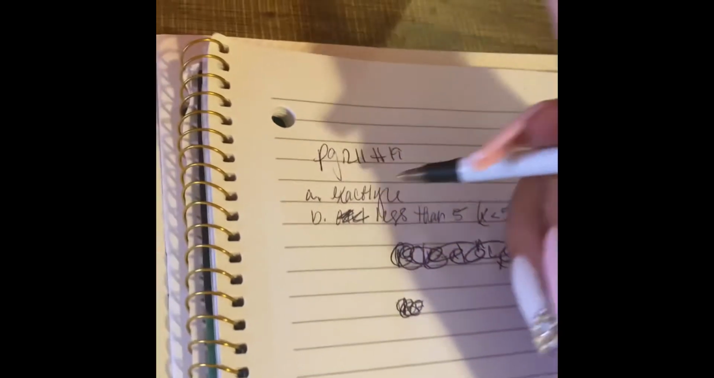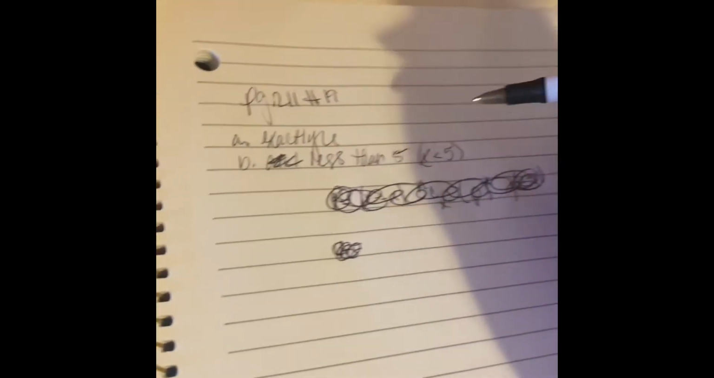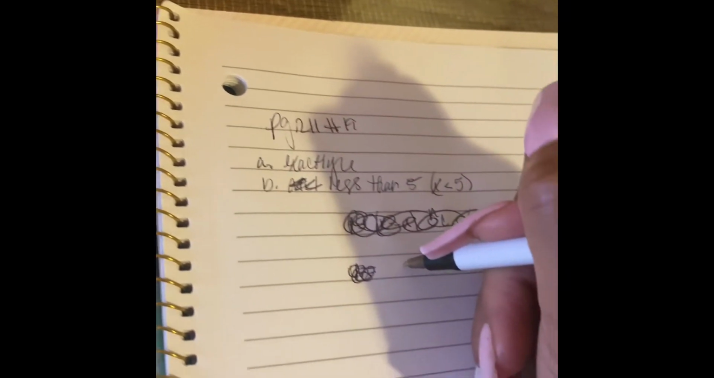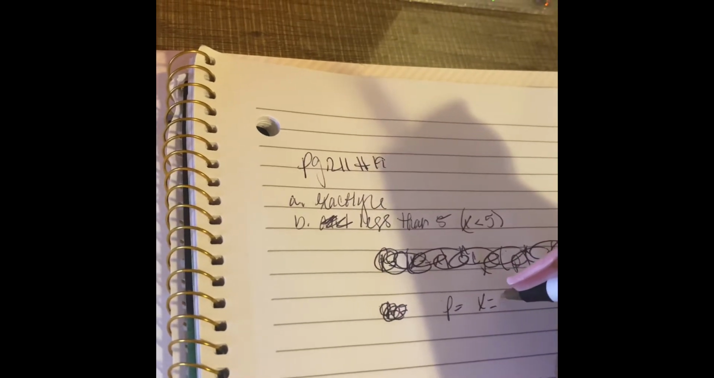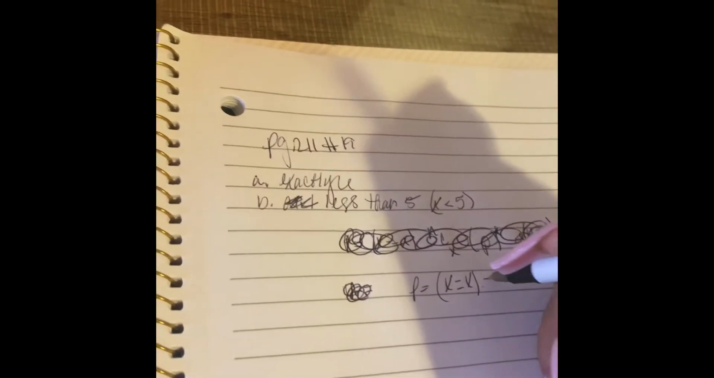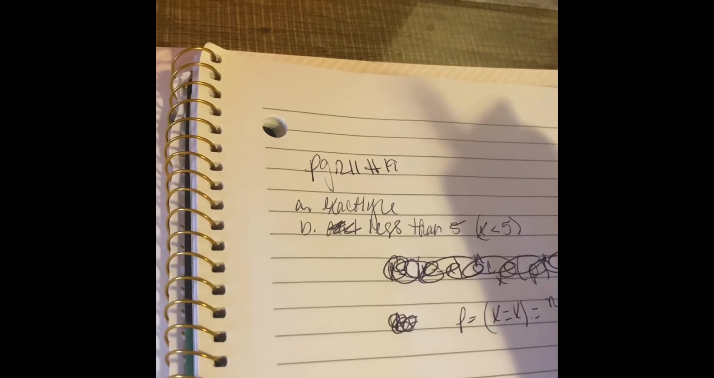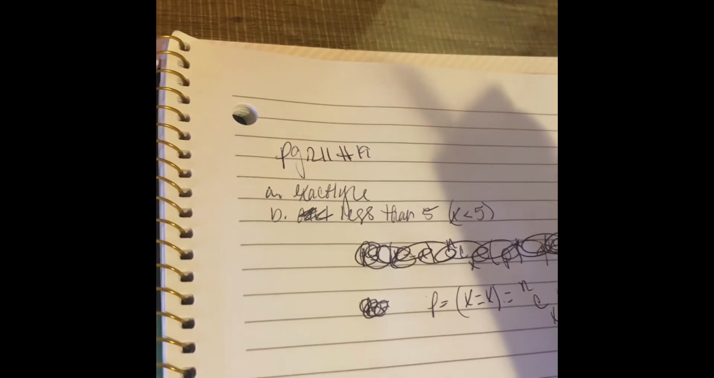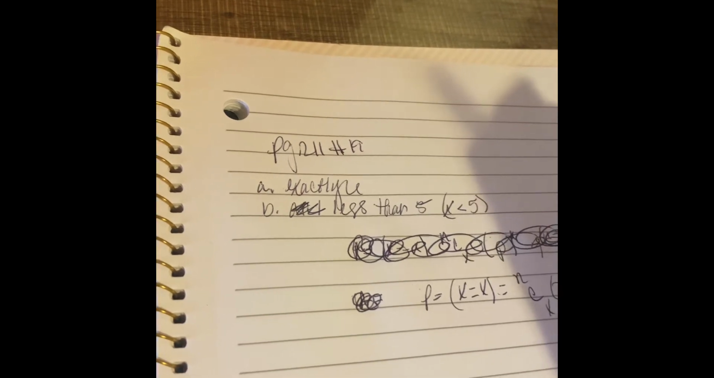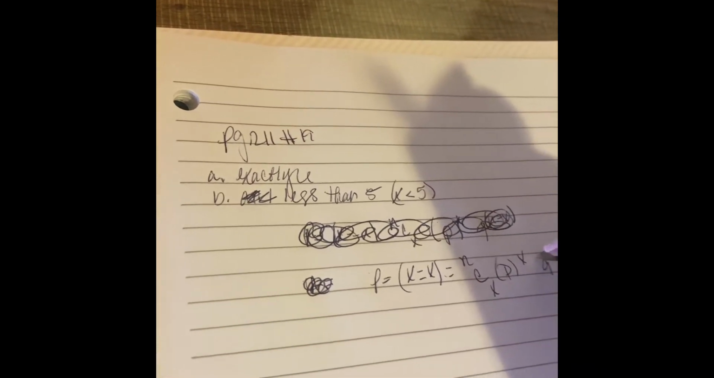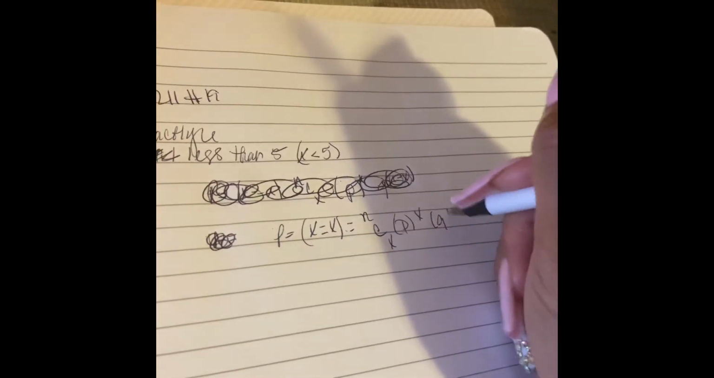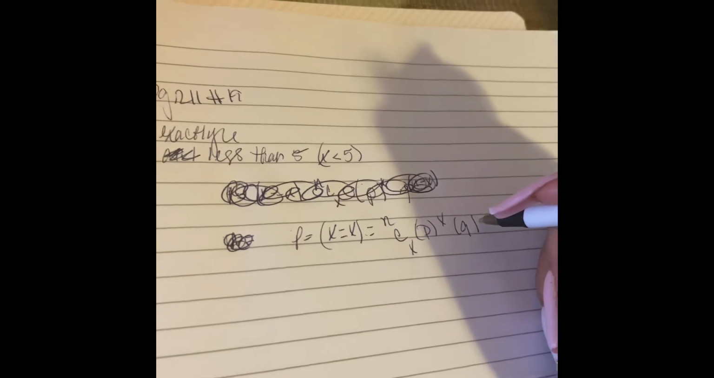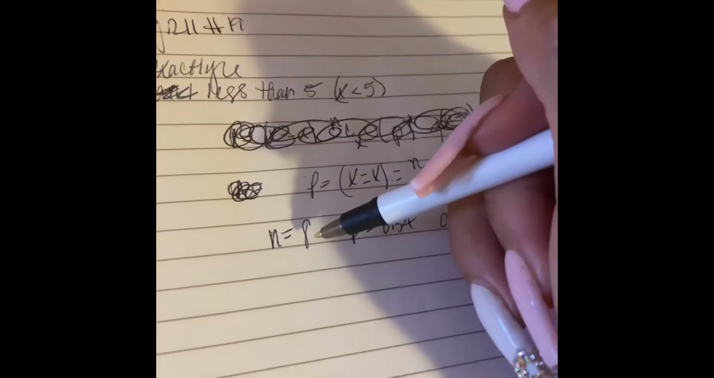You want us to find A and B, which is exactly 6 and less than 5. So we're doing binomial distribution. The binomial distribution formula is P of X equals N choose X, times the probability of success to the X, times the probability of failure to the N minus X.